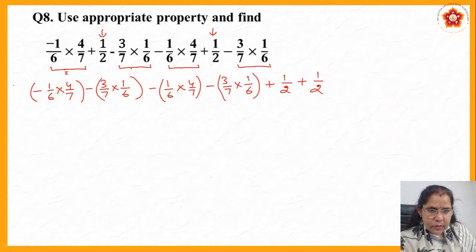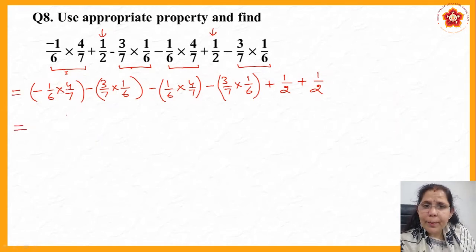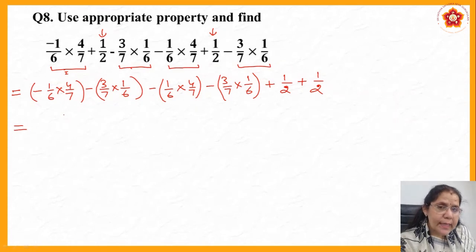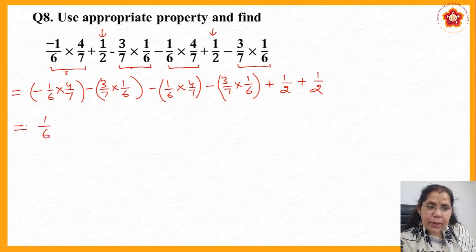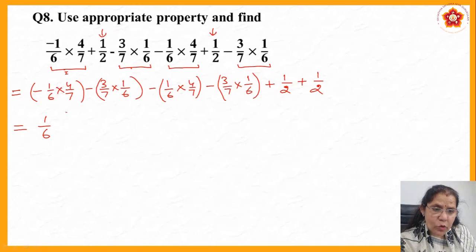Now see the ones which have been put in bracket. Is there something common out there? Can you see any term, any rational number common in the 4 brackets? Yes, we have something common. 1 upon 6 is common. 1 upon 6 I take as common. If 1 upon 6 is removed, what will be left in the first bracket? So just hide 1 upon 6.